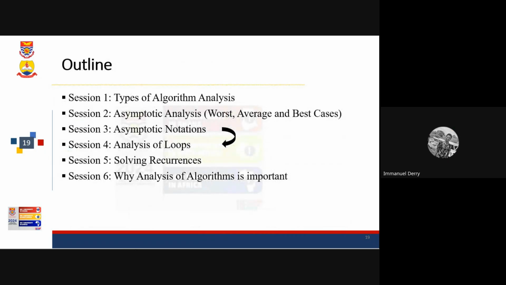All right, so now let's understand how we can analyze loops in our program. And please, in the program, have you gotten to loops yet? Your programming class? Yes, sir. All right, then our job is going to be very easy here.